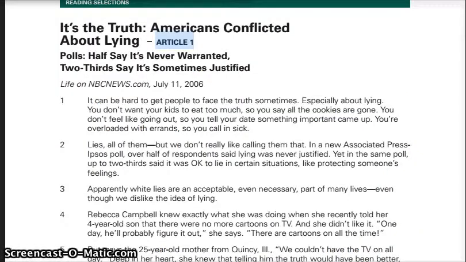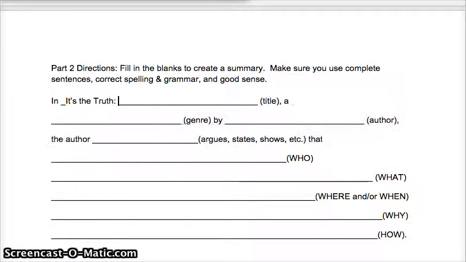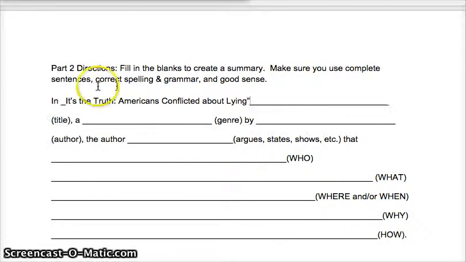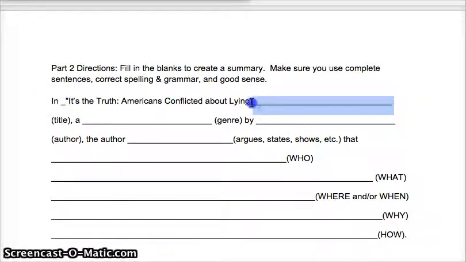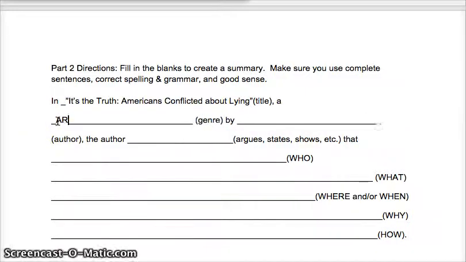Americans conflicted about lying. In, it's the truth. Americans conflicted about lying, and we want to put that in quotation marks because it's the name of an article, and we can get rid of this part. A genre. That means what kind of writing is it? Is it a story? Is it a poem? No, this one is an article. And we'll need to put an there.